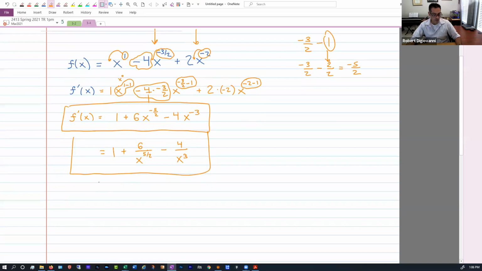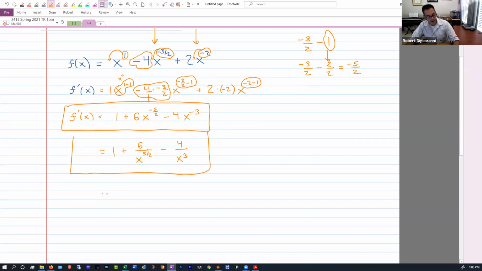You could also rewrite this rational exponent as a radical. So instead of x to the 5/2, you could write that as the square root of x to the 5th.